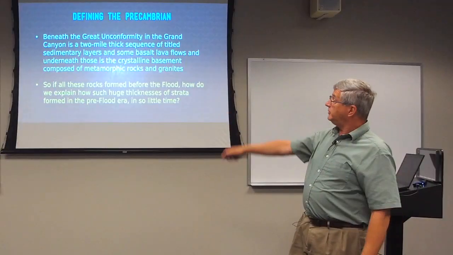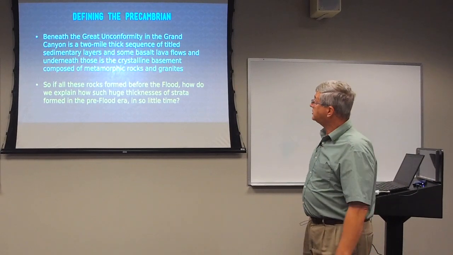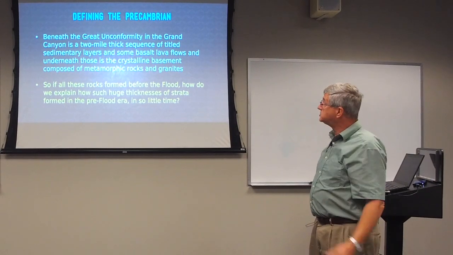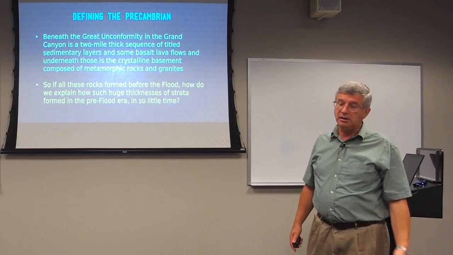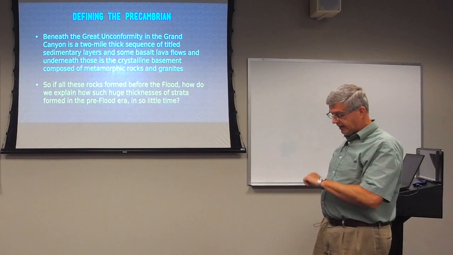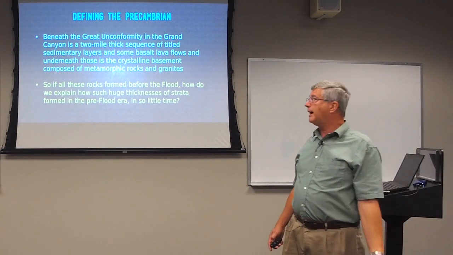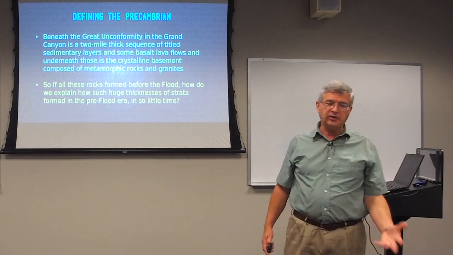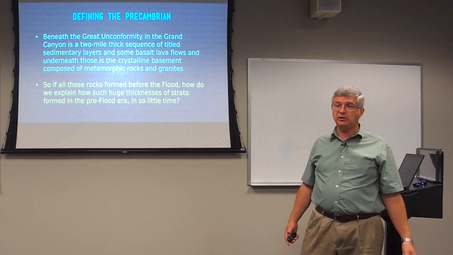So beneath the Great Unconformity in the Grand Canyon is a 2-mile thick sequence of tilted sedimentary layers and some basalt lava flows, and underneath those is the crystalline basement composed of metamorphic rocks and granites. So if all of these rocks formed before the flood, how do we explain how such a huge thickness of strata formed in the pre-flood era in so little time?